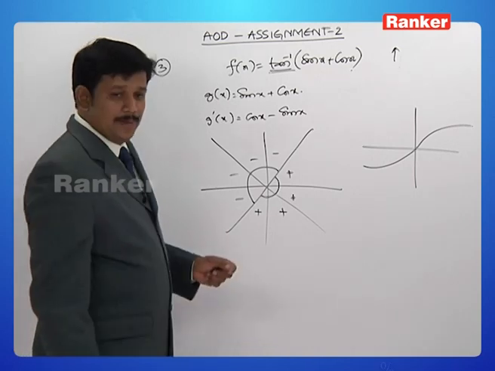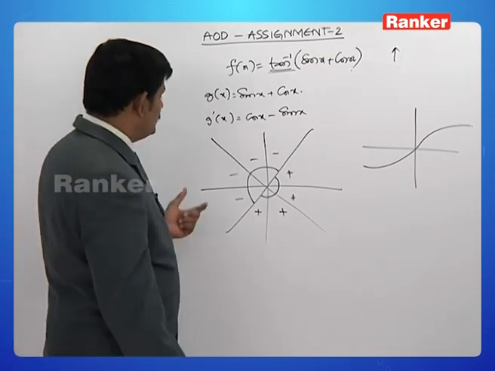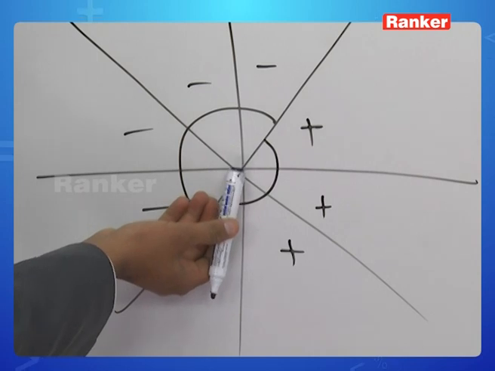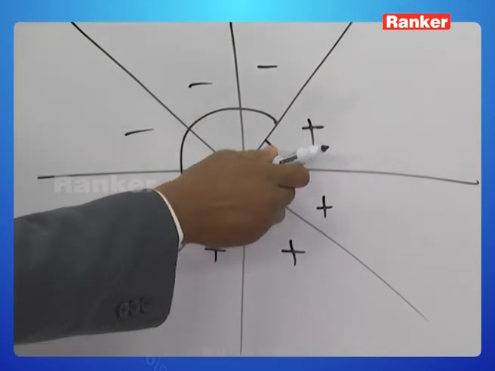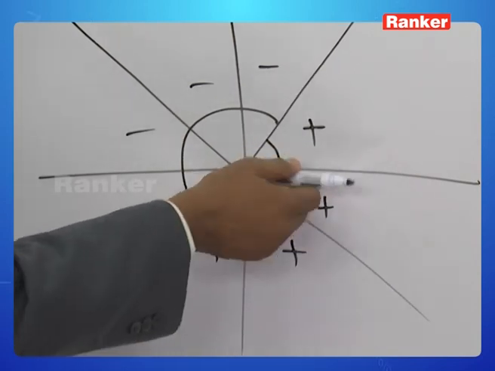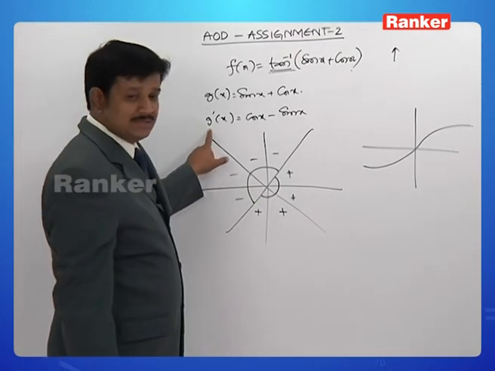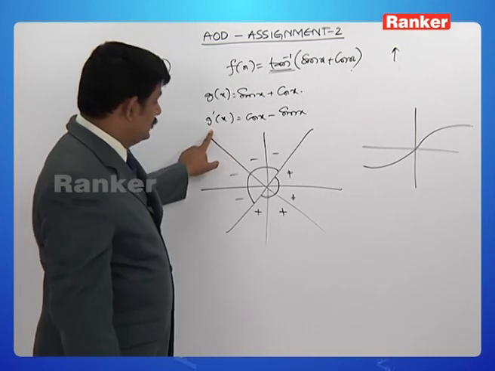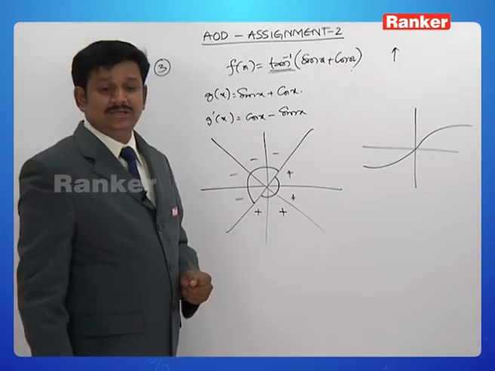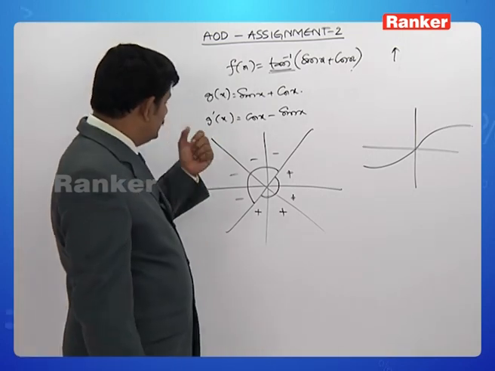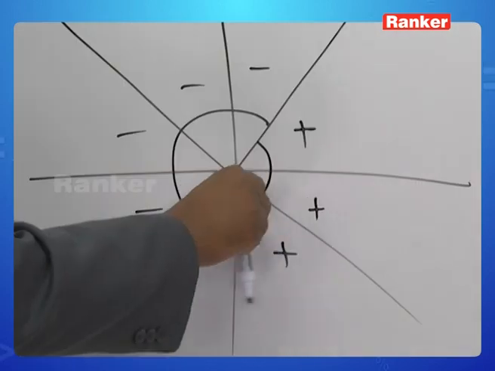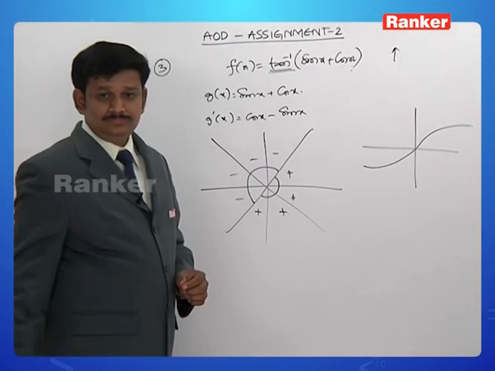So, look at the options. Option A, minus pi by 2 to 0. Minus pi by 2 to 0, f dash x is positive, g dash x is positive. So, function is a strictly increasing function. Sin x plus cos x is strictly increasing from minus pi by 2 to 0.